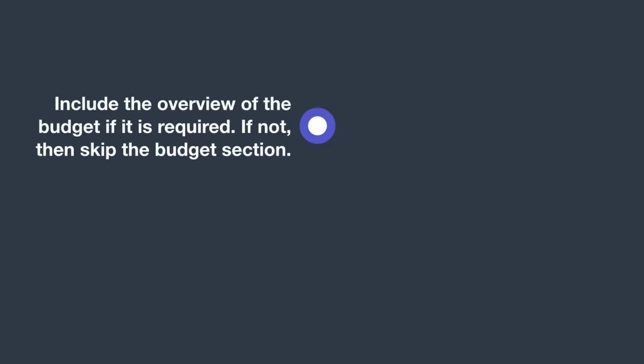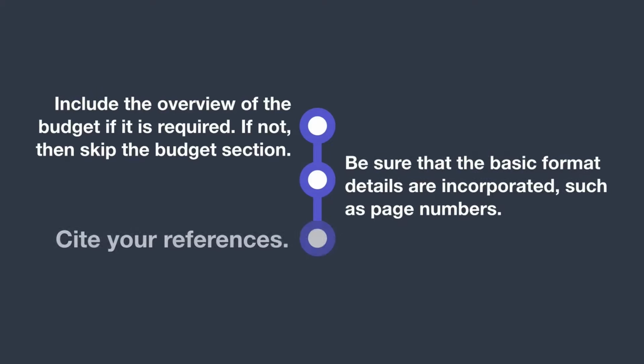7. Include the overview of the budget if it is required. If not, then skip the budget section. Instead, you may simply include the type of support you require or need, such as personnel, travel expenses, and communication equipment. 8. Be sure that the basic format details are incorporated, such as page numbers. 9. Cite your references.